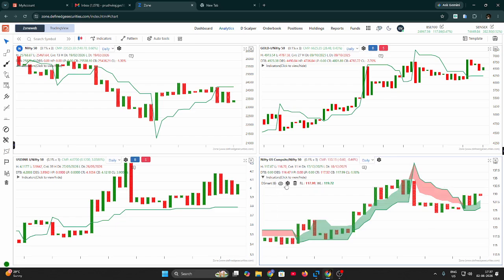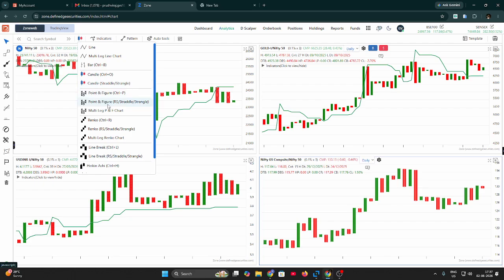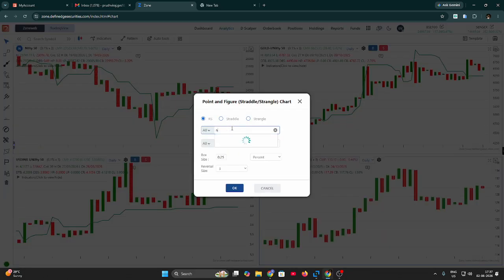Nifty GS composite. Again the same thing we have to do: go here, select RS, and put Nifty GS composite.